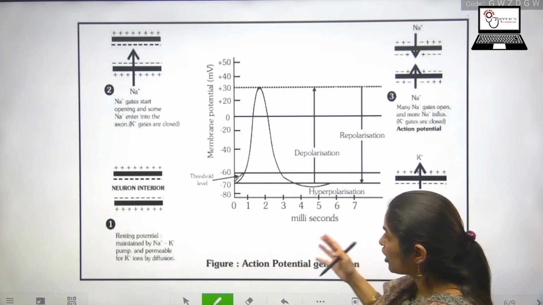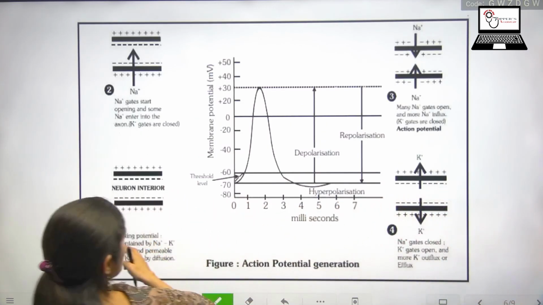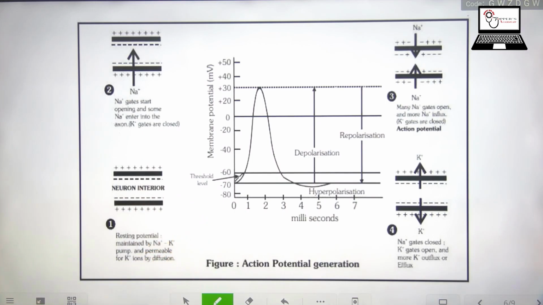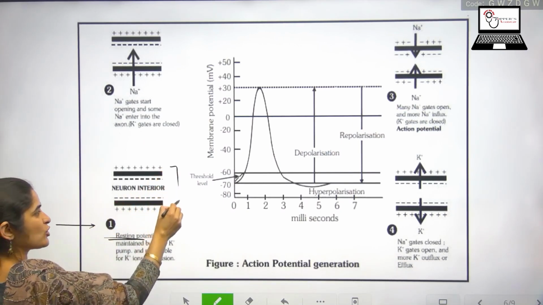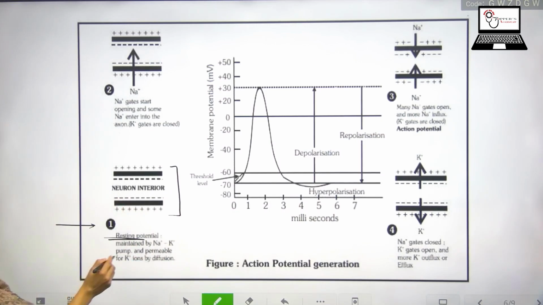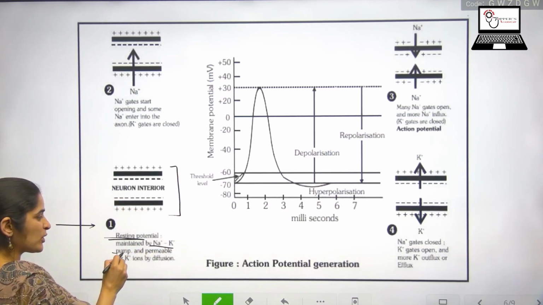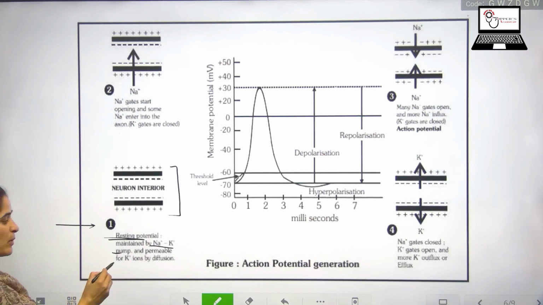See in a short diagram, beta, there are 4 stages of the generation of an electrical impulse. If we talk about the first stage, this is the resting potential stage of the neuron. In this, it is maintained by the sodium-potassium pump and is permeable for the potassium ions by diffusion. Got it? This is the resting state of the membrane.